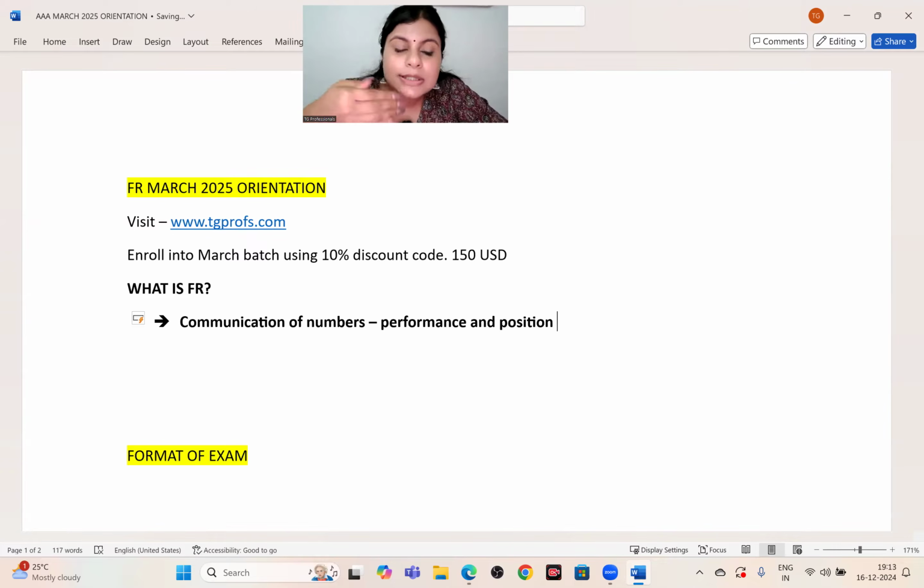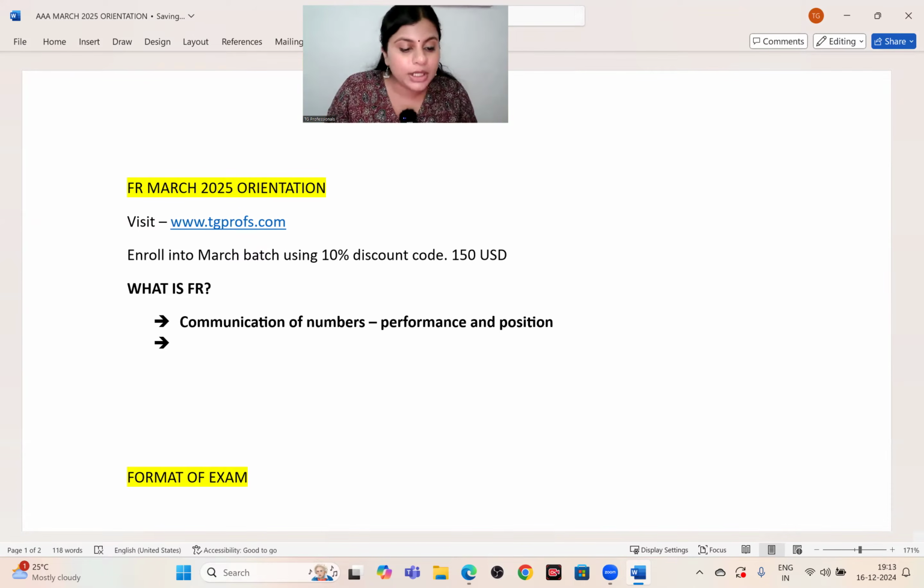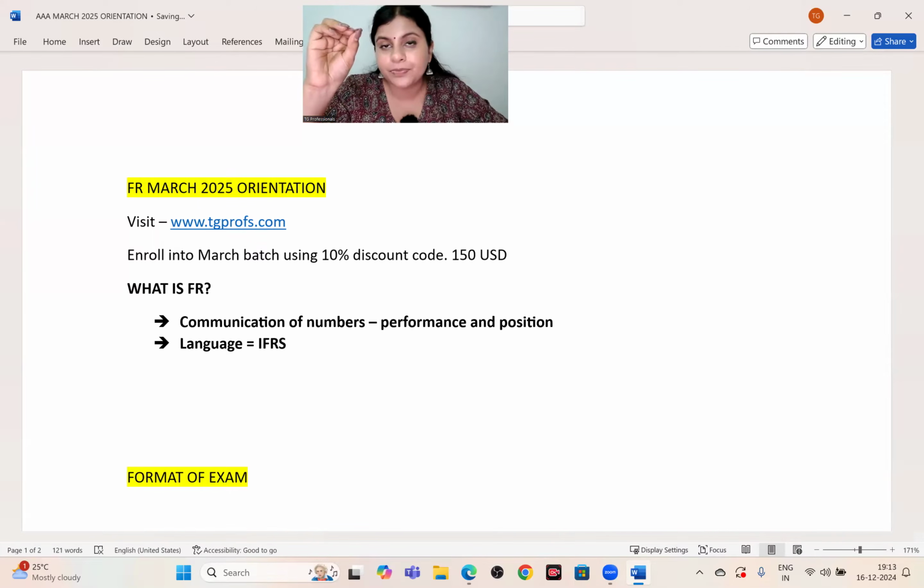So when I do this, this is known as financial reporting. Financial means numbers, reporting means communication. So this whole paper is about reporting and communication of numbers. Now, when you communicate, you must have a language to communicate so that everyone can understand your communication. That is why we have a language set for international companies, corporates. That is International Financial Reporting Standard, IFRS. So these are the IFRSs which are tested in your FR paper, right?